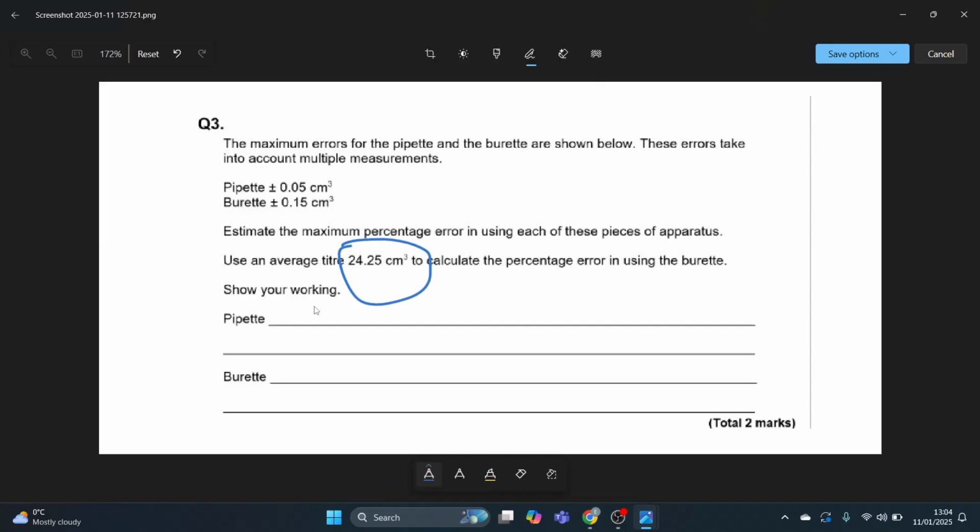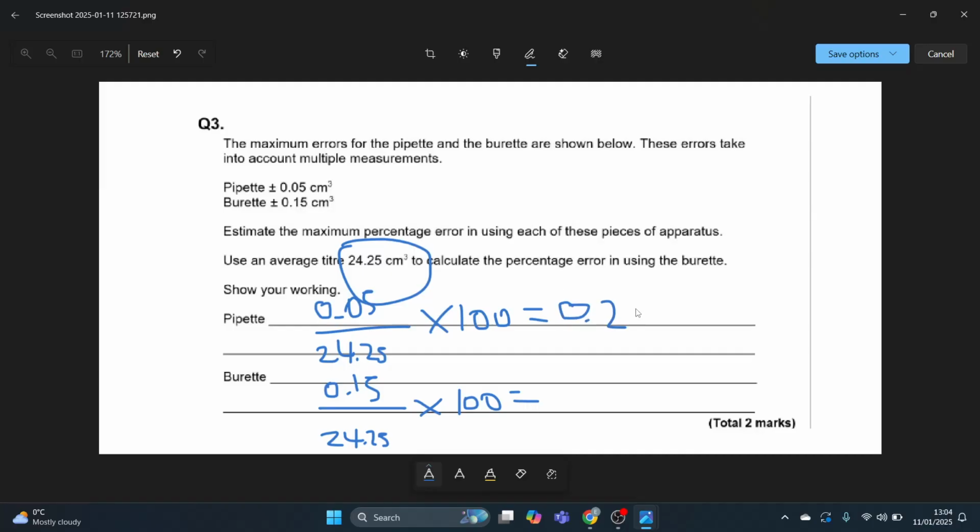All we're going to do, and it says show your working, for the pipette: 0.05 divided by 24.25 times by 100, and for the burette: 0.15 divided by 24.25 times by 100. 0.05 divided by 24.25 times by 100 is 0.21%. In this case, 0.15 divided by 24.25 times by 100 is 0.62%.